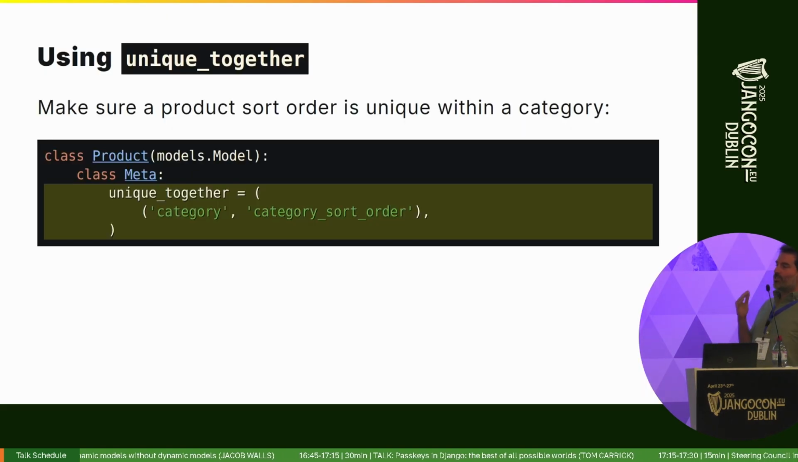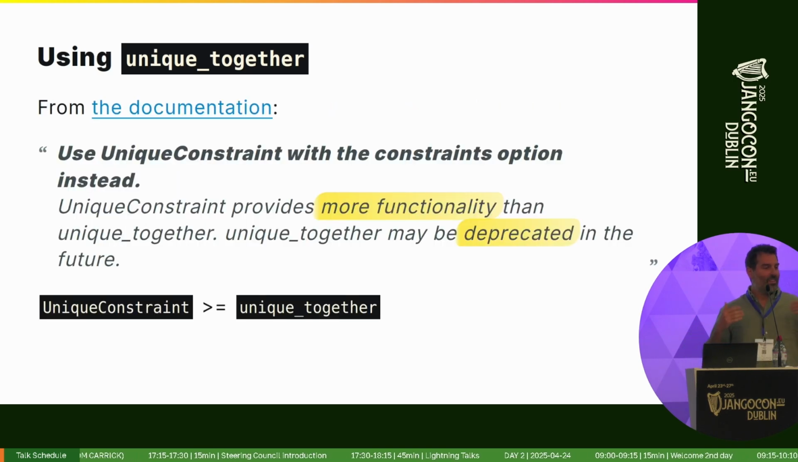So just to get us warmed up, if any of you saw this unique together and felt uncomfortable in your seat, it's for a good reason. Unique together, if you go to the documentation, you see that it's soon to be deprecated. I don't know when, but probably someday, hopefully soon. And that you should probably use unique constraint instead, okay? So this is a simple change. We're going to do it together, okay?